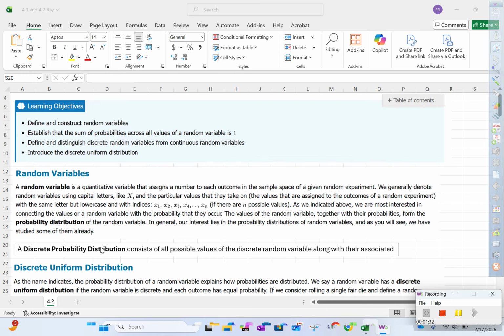Specifically, a discrete probability distribution is that same probability distribution where the variable is countable. Remember the difference between discrete and continuous quantitative variables: discrete is something we say that we can count, like the number of siblings or money, whereas continuous is something we measure, like height or weight.